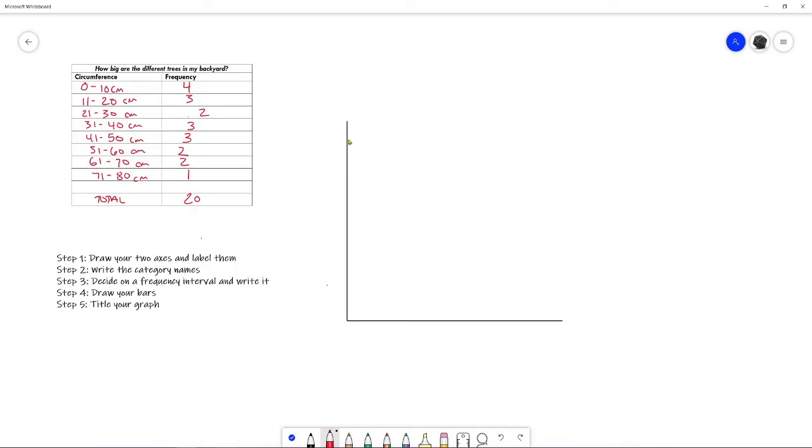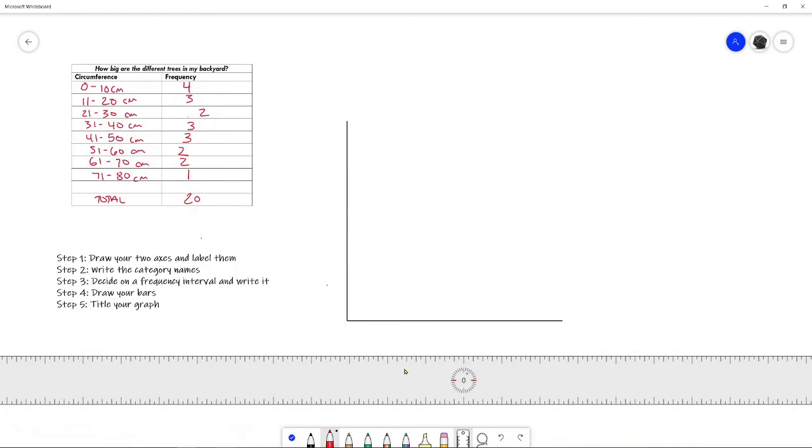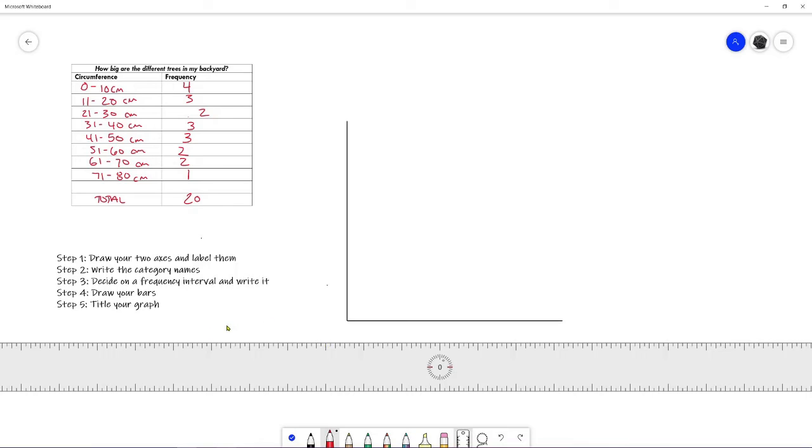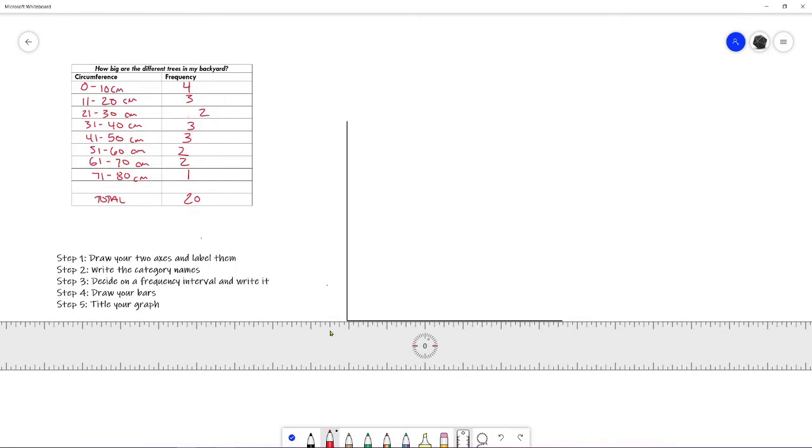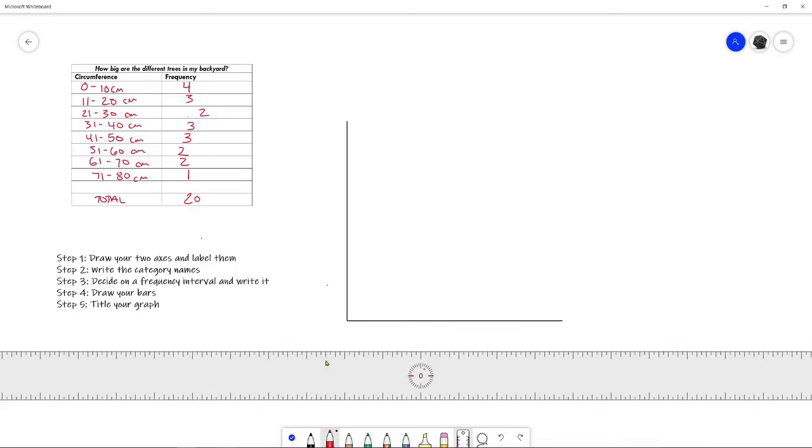So the first thing I do is I draw my two axes of my graph. You're going to need a ruler to do that. You always want to be precise. And the next thing I'm going to do is I'm going to write the category names. To make sure that I'm spacing them out properly, I'm going to line my ruler up on the side of my horizontal axis, and I'm going to draw them at even spacing. So let me do that right now.